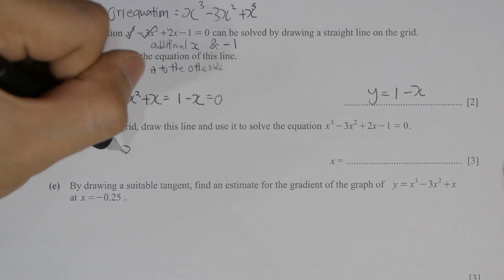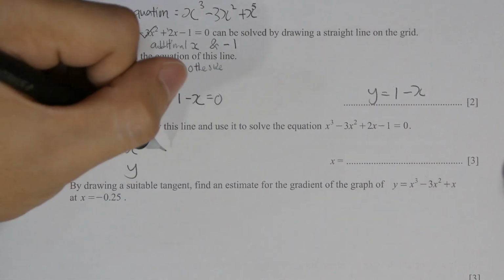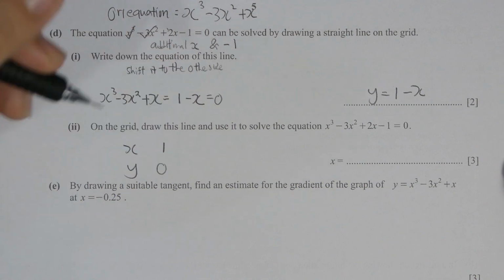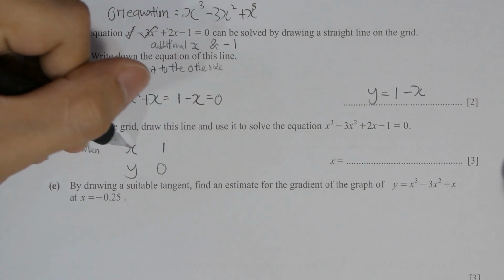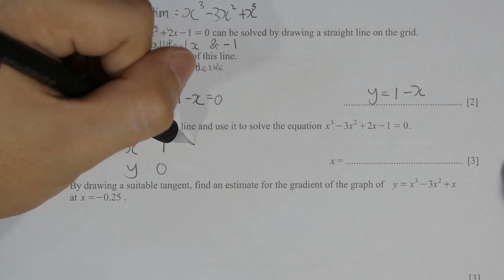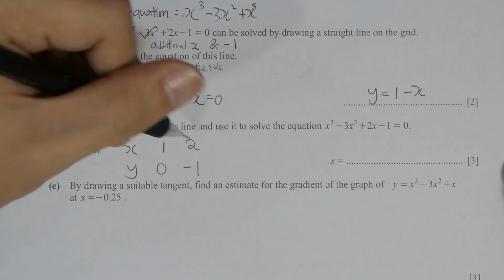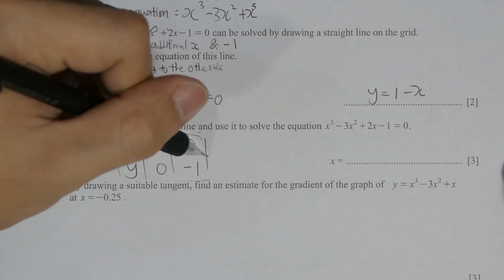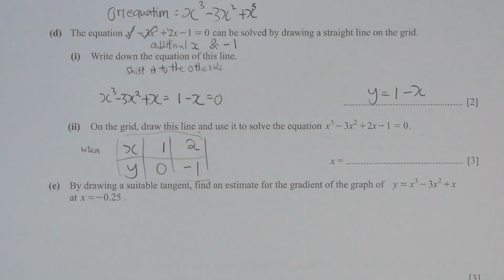So I set up a couple of points. When x equals 1, the y value will be 0, and when x equals 2, the y value will be -1. From there, I drew it out on the graph, and I identified that the intersection point here is 2.3.